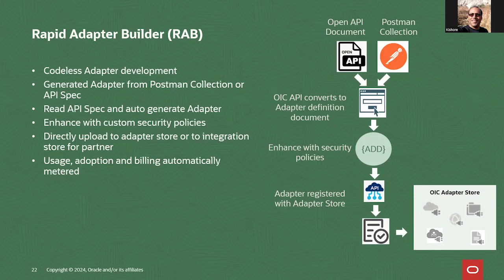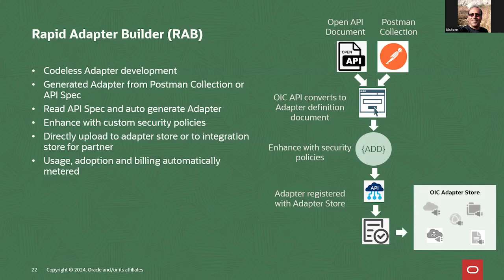RAB supports extensions in VS Code. We have created plugins for VS Studio where you can download the plugin, install it, and start developing your own adapter. You can start building your adapter either by using an OpenAPI document or maybe a Postman collection.